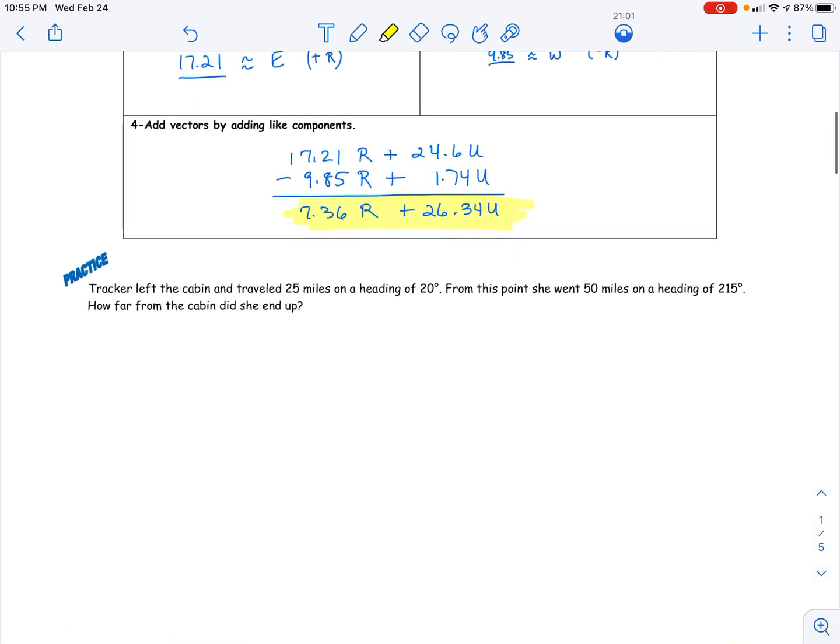I actually typed this on here right out of the book, so you don't even have to open your book right yet to get the problem out. Let's go ahead and read this. I'm going to highlight some important information.